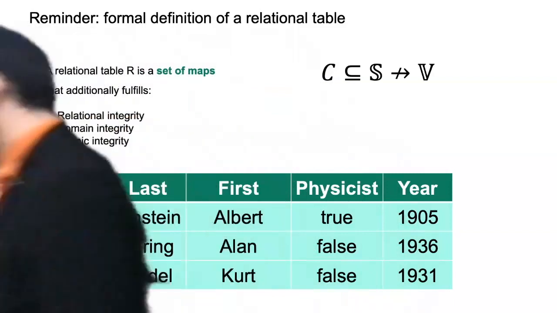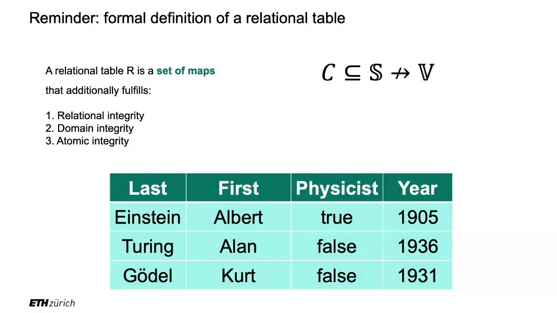So for the context of this lecture, we are working with sets of maps. You know that we can also support bags and lists, but we just assume a set semantics of the relational algebra. And you remember we have a set of maps and we fulfill relational integrity, we fulfill domain integrity, and we fulfill atomic integrity, right? So these are three examples of constraints that you can put on a set of maps.